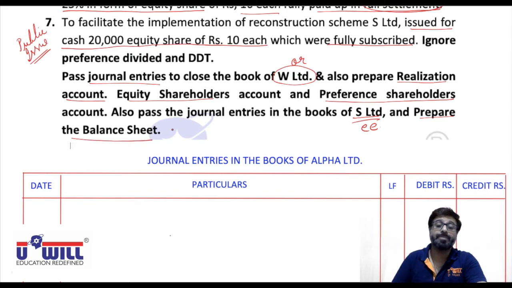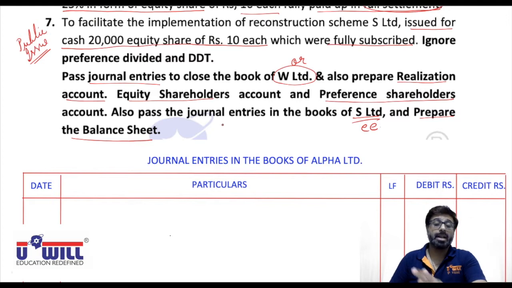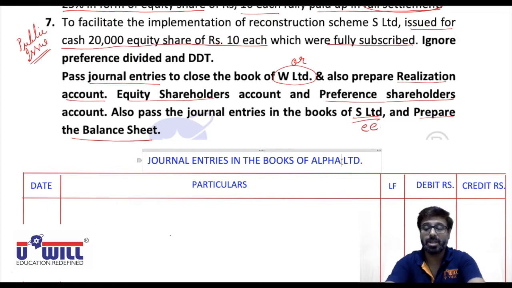Very long question. Everything is asked. Transferor company, all the things, journal entries as well as ledger accounts. Transferee company also, everything, journal entries as well as ledger accounts.